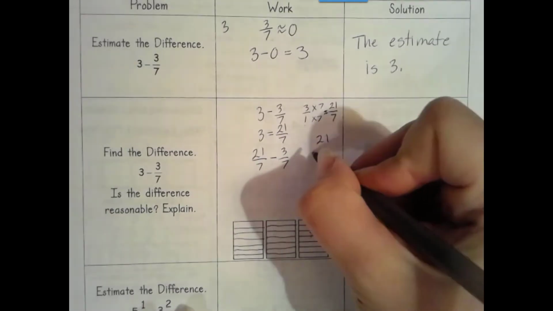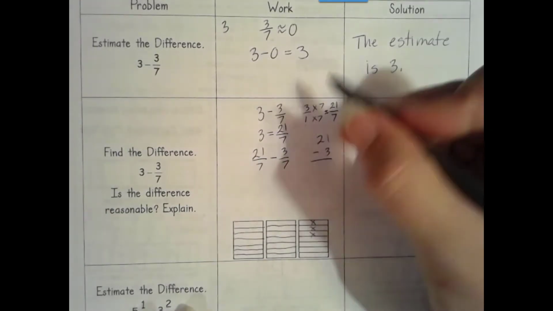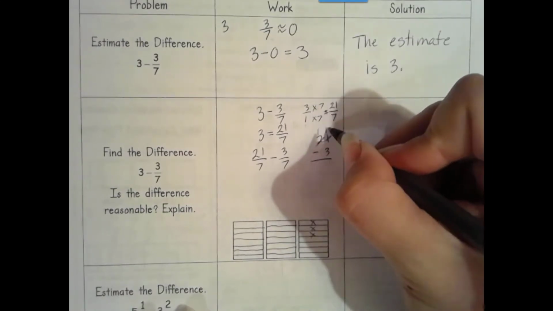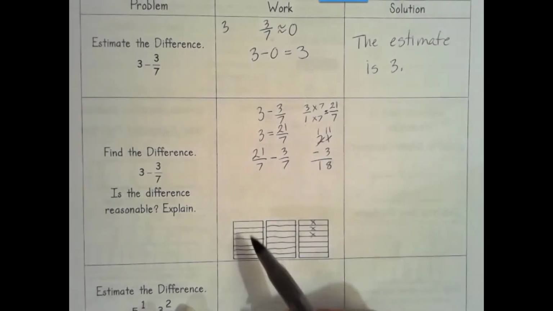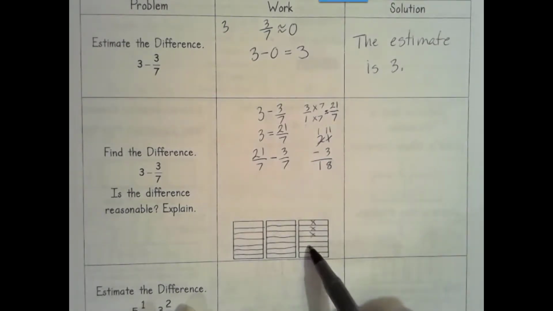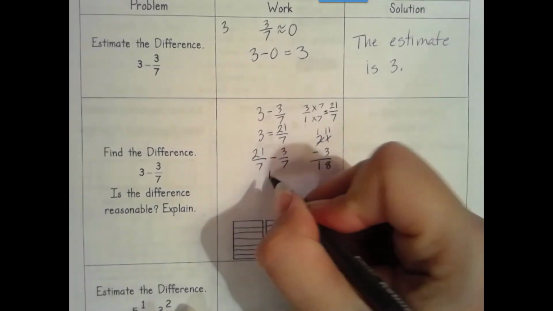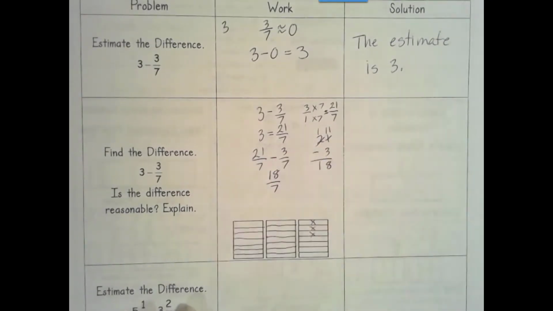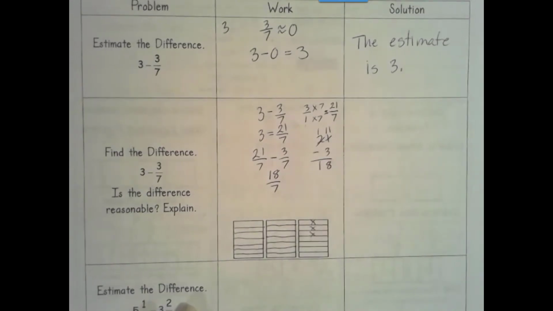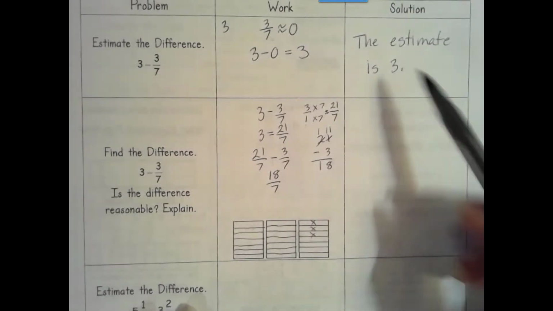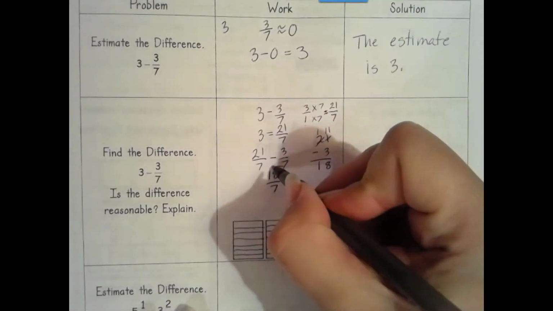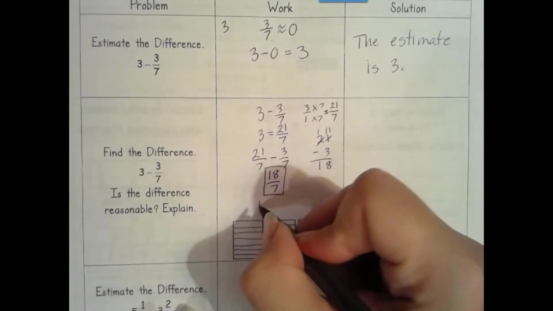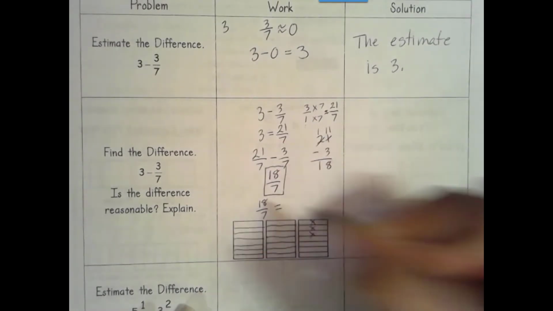So 21, take away 3. More on the floor. Go next door, regroup 10 more. 11 take away 3 is 8, and then 1. So we have 7, 14, 15, 16, 17, 18. 18 sevenths. Now that is a correct answer, but we want to see what it is as a mixed number, because that will be easier to compare to our estimate as well. So even though this is correct this way, we do want to figure out what it is as a mixed number.